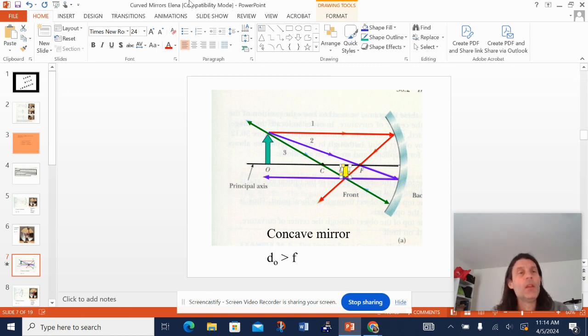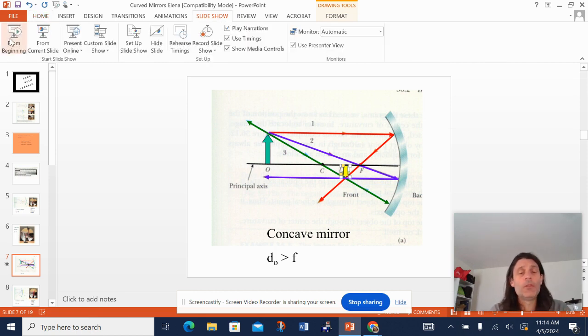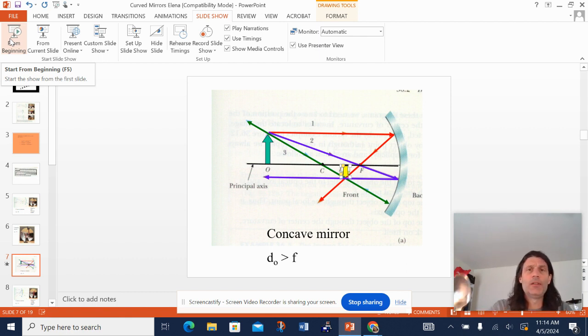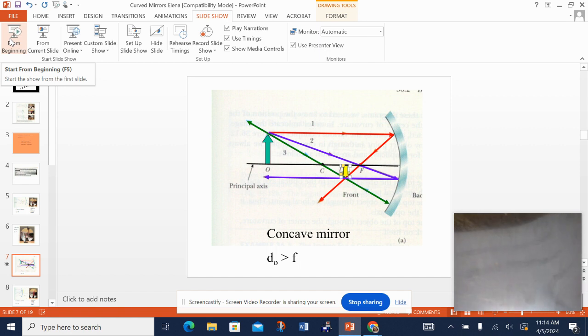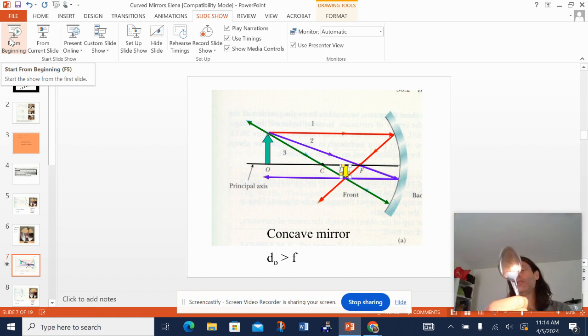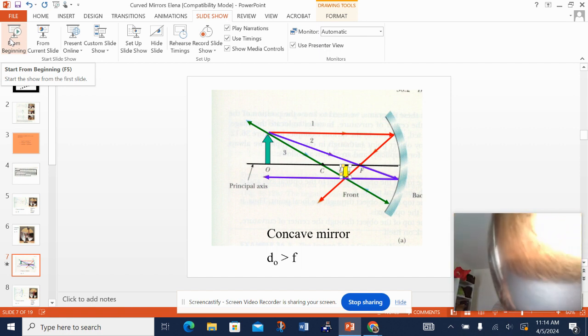Why, hello. This is a slideshow or a talk that will allow you to learn why, when you see some images, they're upside down and sometimes you're right side up.